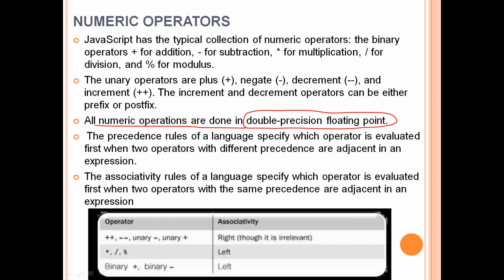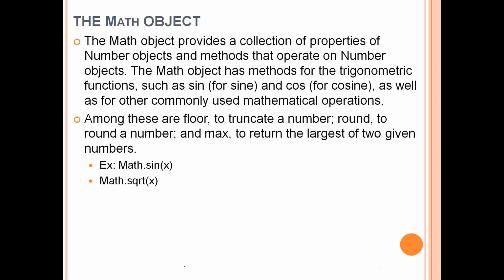The precedence rules of a language also specify which operator is evaluated first, and the rules are almost the same as those used in other languages. You can see in the table also. The highest priority is for plus plus, minus minus, or unary minus or unary plus. Associativity is right to left. Then we have multiplication, division and modulus, and lastly binary plus and binary minus. Okay, this is about numeric operators.